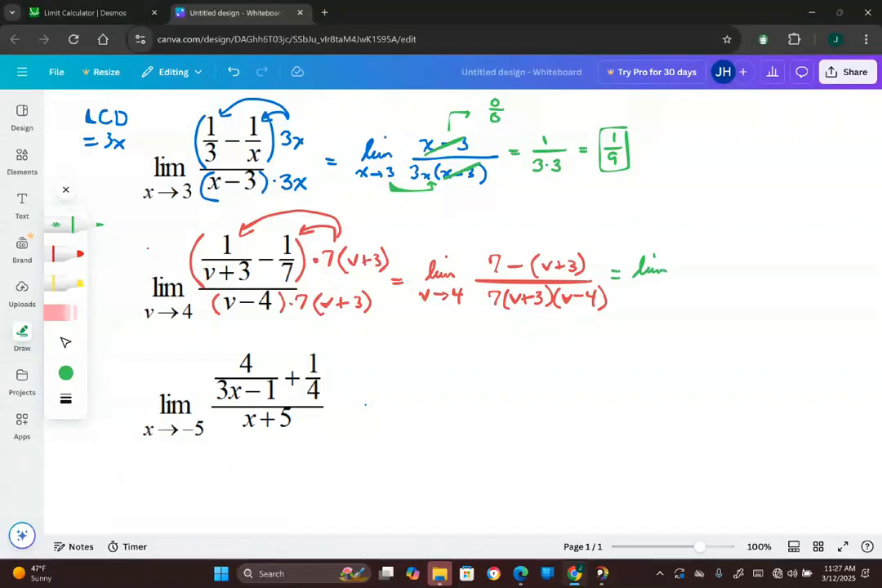So I've got the limit as v approaches 4. And on the top, if I simplify, I've got a negative v right there. And then I've got a 7 minus 3, which would give me a plus 4.